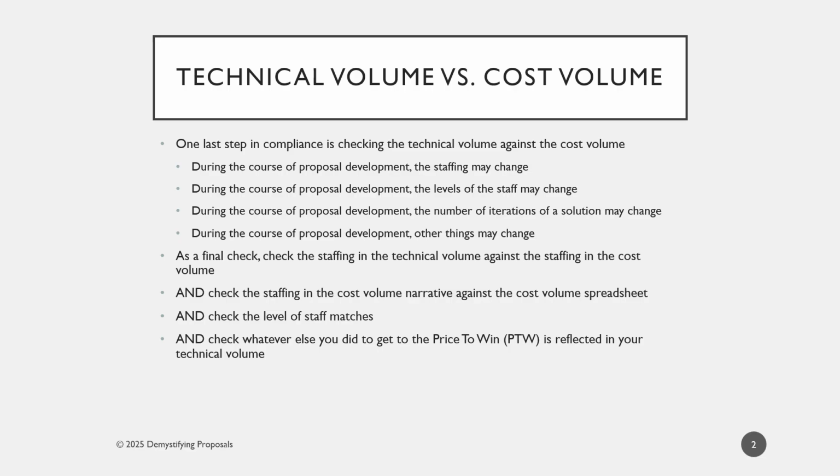So as a last check, check the staffing in the technical volume against the staffing in the cost volume. Check the staffing in the cost volume narrative against the cost volume spreadsheet. The cost volume spreadsheet is usually incorporated in the cost volume, but if it's not, you still need to check it so that what it says in that spreadsheet matches what it says in the narrative. And then check the level of the staff matches, and then check whatever else you did in order to get to the price to win, and make sure that all of those puts and takes are reflected in your technical volume.